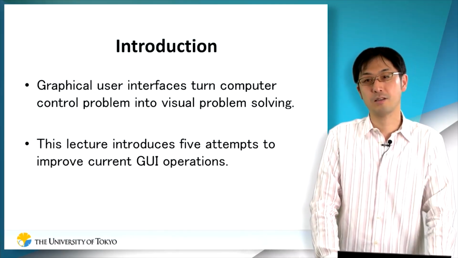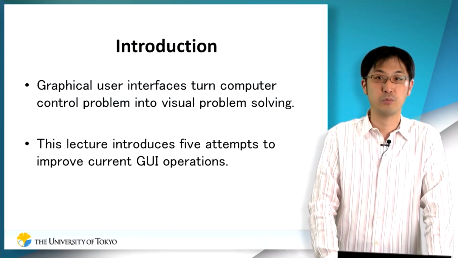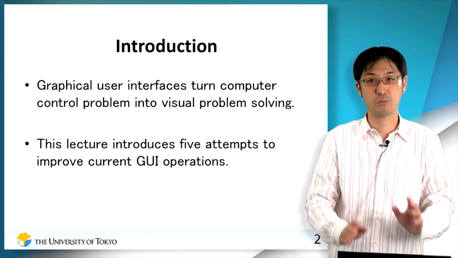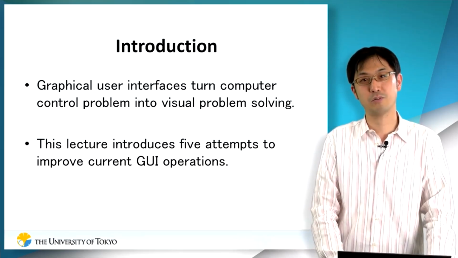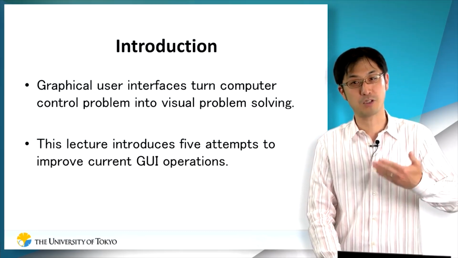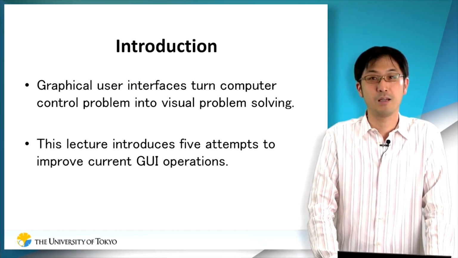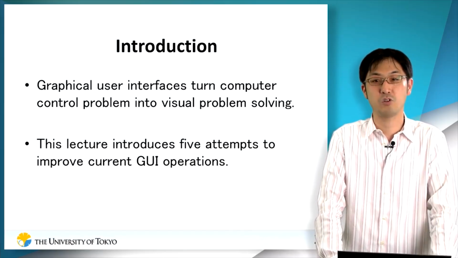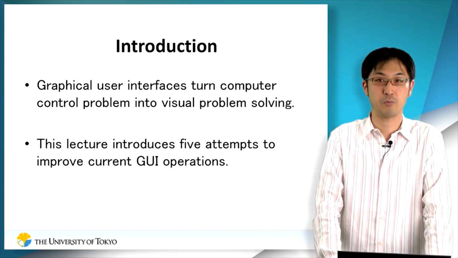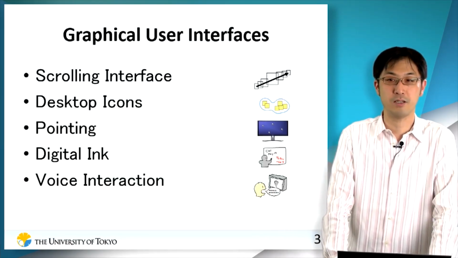Graphical user interface is windows, icons, menus, and so on, and it turns the computer control problem into a visual problem solving. So whenever you interact with computers or your smartphone, you always have to solve some visual problem. In this lecture, this week, we introduce 5 attempts to improve current graphical user interface operations. And here's a list of topics we discuss this week.